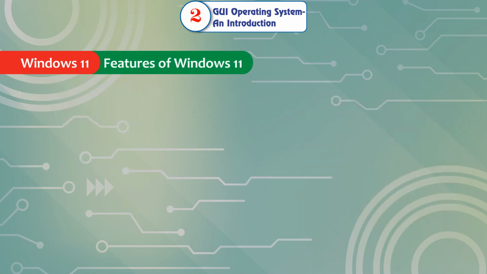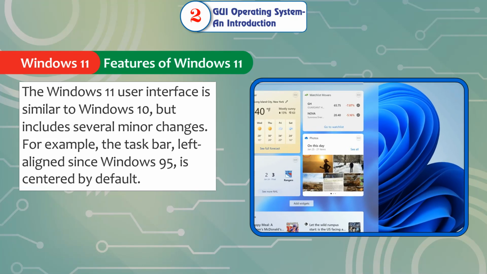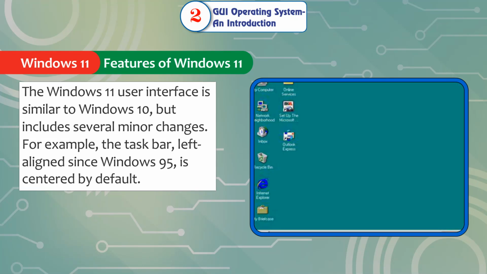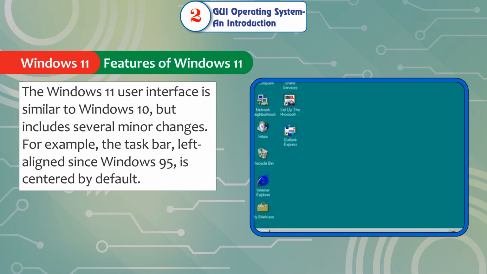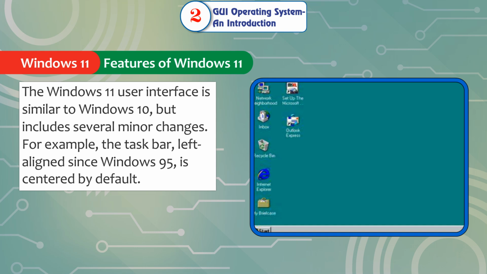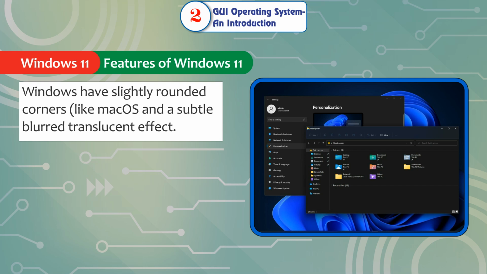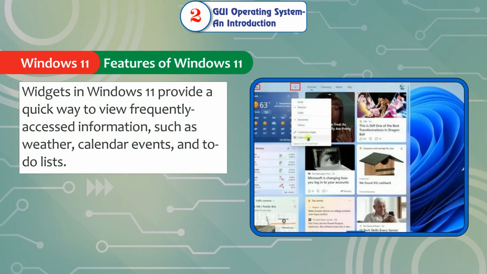Features of Windows 11. The Windows 11 user interface is similar to Windows 10, but includes several minor changes. For example, the taskbar, left-aligned since Windows 95, is centered by default. Windows have slightly rounded corners, like Mac OS, and a subtle blurred translucent effect. Widgets in Windows 11 provide a quick way to view frequently accessed information, such as weather, calendar events, and to-do lists.